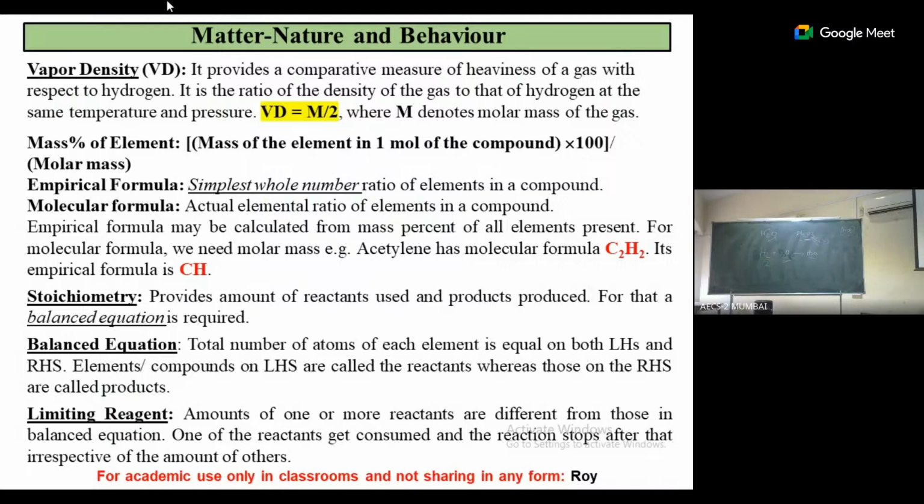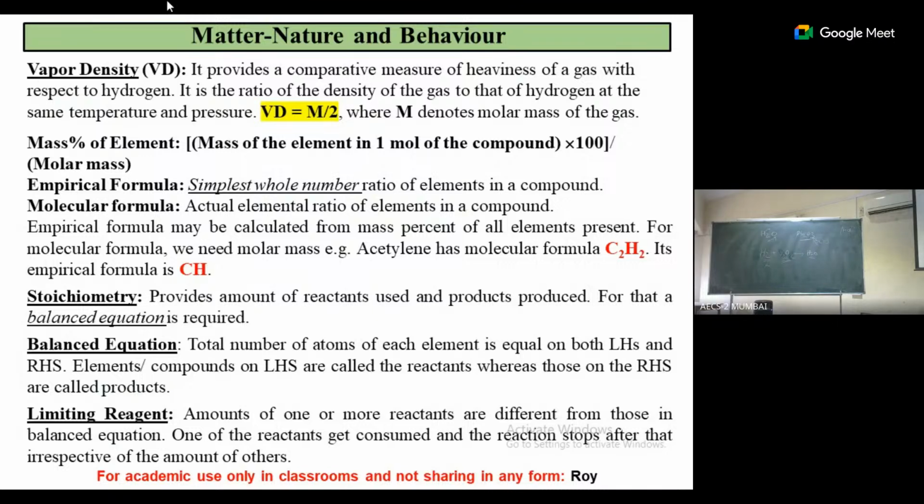Okay, simplest whole number ratio of elements in a compound. And molecular formula gives you the actual element ratio in a compound. The empirical formula is the simplest ratio of an atom in a molecule. Perfect, that's what it is. Simplest whole number ratio of elements. Yes. क्या बोला आपने, ratio of atom in a... The simplest ratio of an atom in a molecule. तो गलत लिखा हुआ है, atom. Correct.